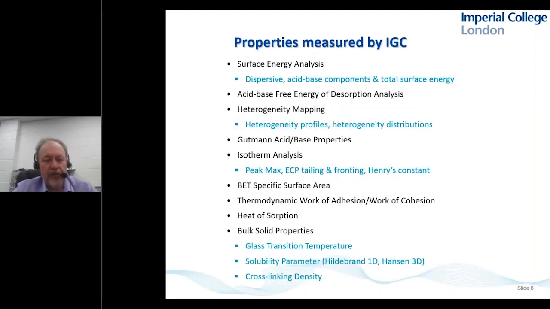There's a very wide range of properties we can measure. We're only going to talk about a couple today. We're going to talk a little bit about heterogeneity mapping, a bit about dispersion of surface energies, and a bit about BET surface areas. But there's a range of different properties we can determine using these vapor phase molecules interacting with our material once we've packed it into a column.